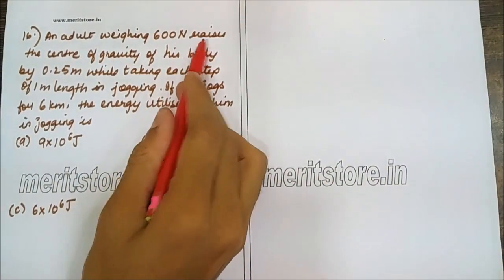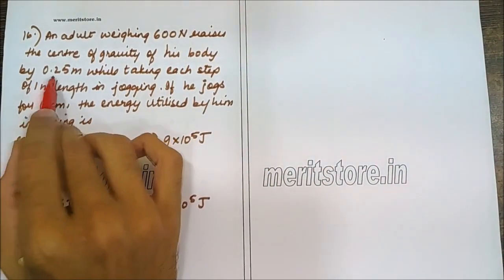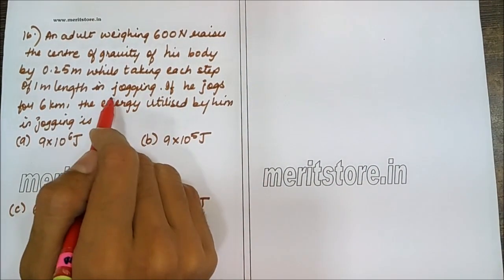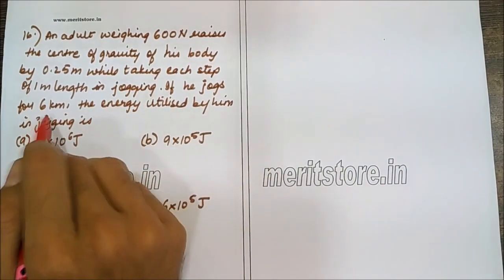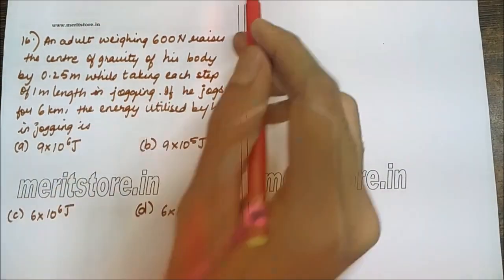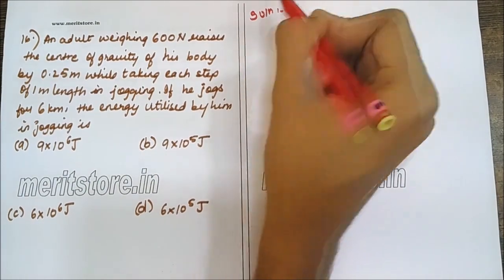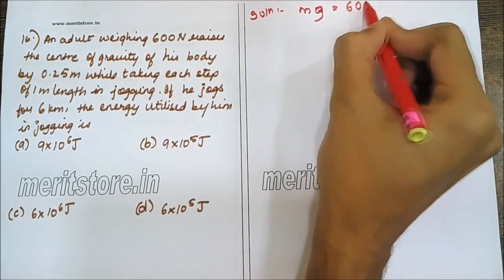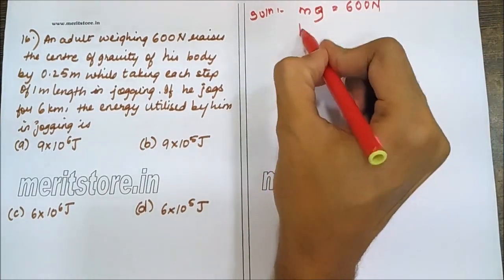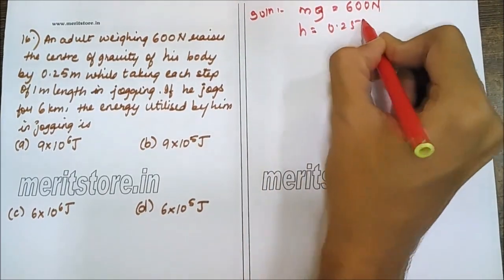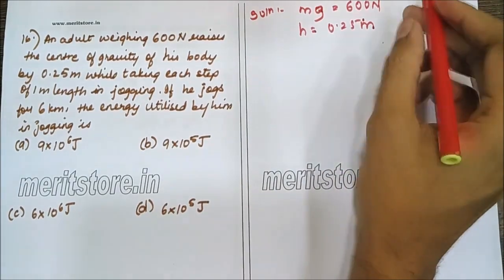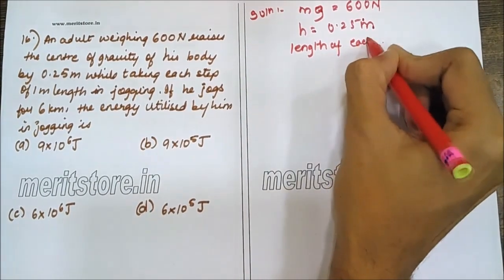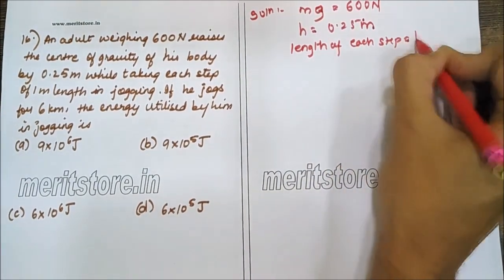An adult weighing 600 Newton raises the center of gravity of his body by 0.25 meter while taking each step of 1 meter length in jogging. If he jogs for 6 kilometers, the energy utilized by him in jogging is? The weight of the adult is given as 600 Newton, and the height is given as 0.25 meters. Then the length of each step given is 1 meter.